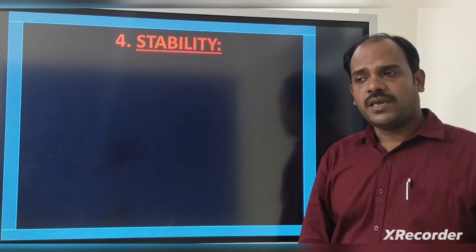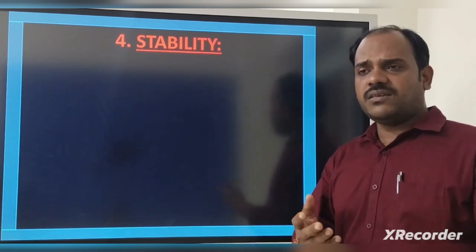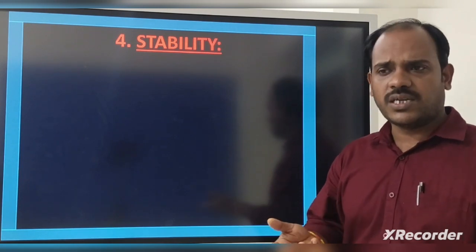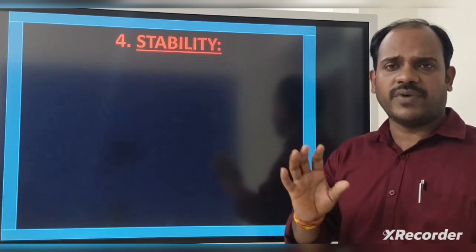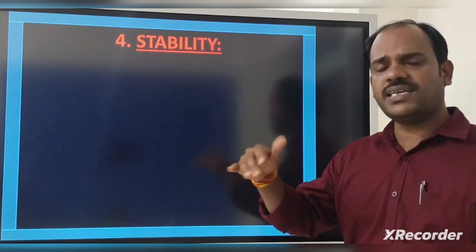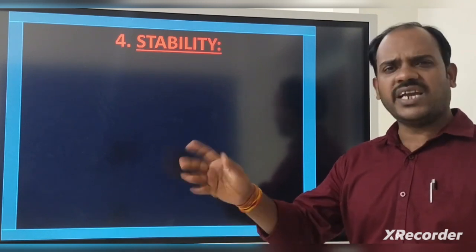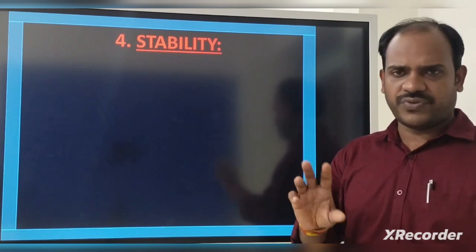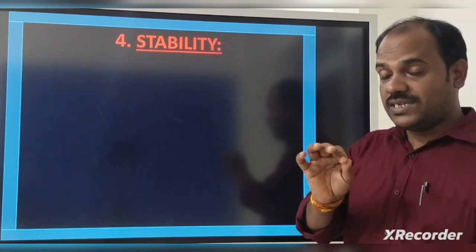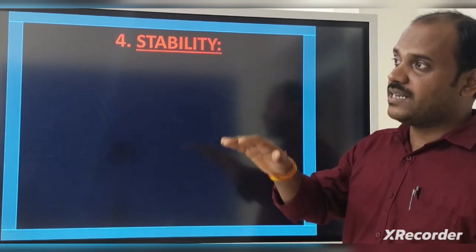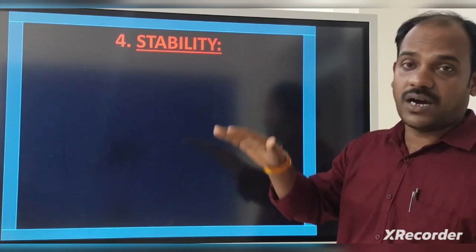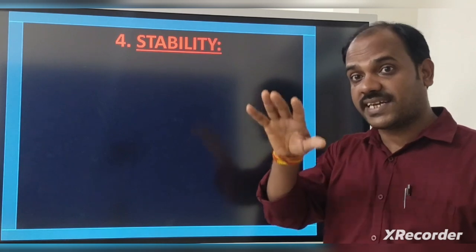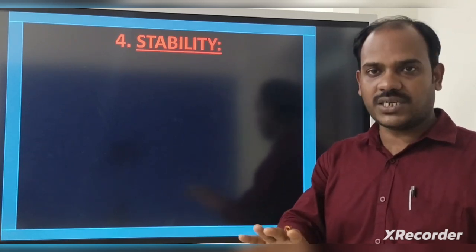Next property, this is stability. Stability means you have seen muddy water in rainy season. If you take some sample of muddy water in a glass and leave it undisturbed for 10 to 15 minutes, sufficient. After that time, you will see the particles of the mud settling down. It means the solution is not stable. It was a temporary solution. Got it?